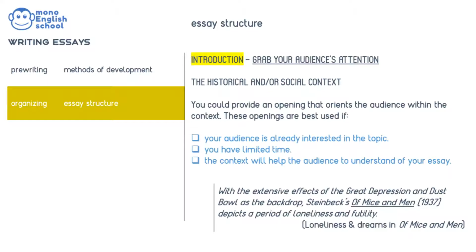Here is an example from an essay on loneliness and dreams in Steinbeck's Of Mice and Men. With the extensive effects of the Great Depression and Dust Bowl as the backdrop, Steinbeck's Of Mice and Men depicts a period of loneliness and futility. This opening reminds the reader of context that is imperative to understanding the characters' situations in the novella, and it also sets an appropriate tone for an essay that deals with this topic.